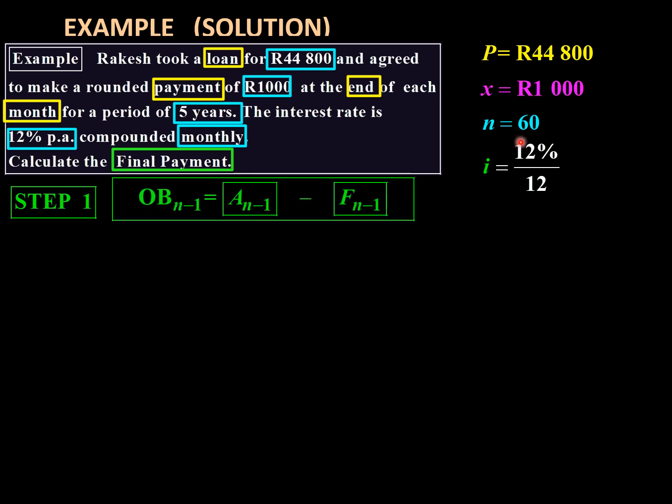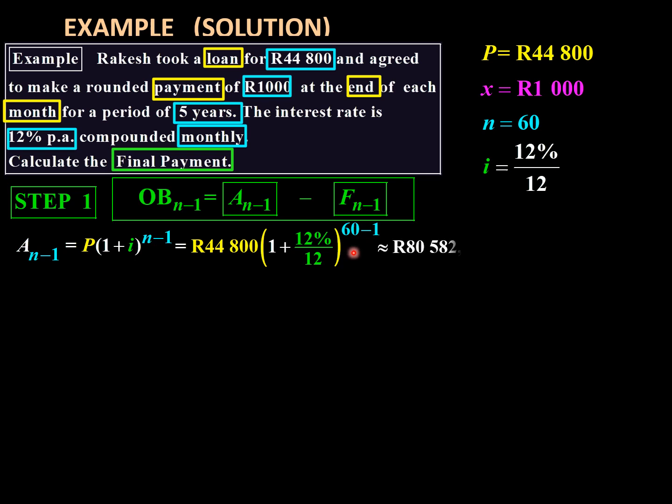So we'll have to work out the outstanding balance. The procedure is we have to find the growth for 59 and the future value for 59. So let's just do that. Look at the growth of that 44,800. That's 60 minus 1, I'm just putting in the 1 to show you that's the penultimate. If we calculate that, it gives us 80,582 Rand and 90 cents.